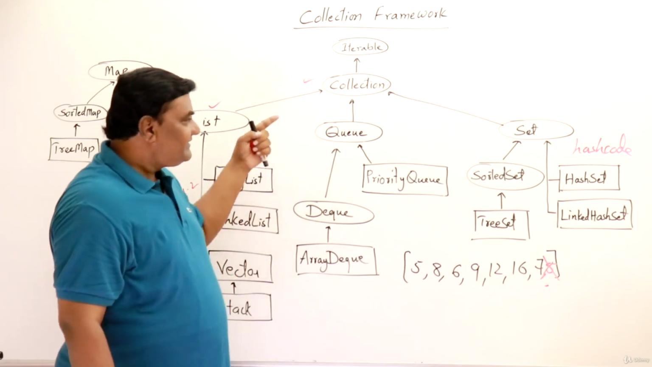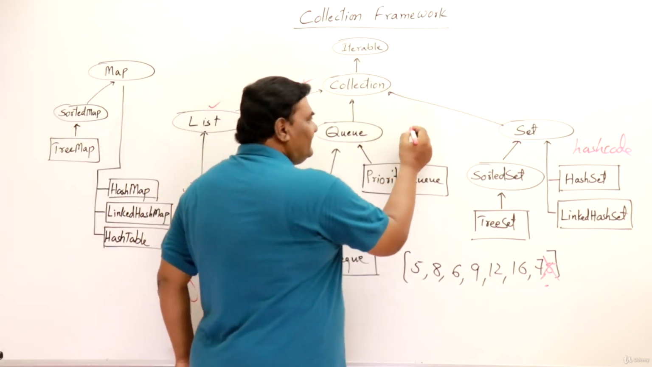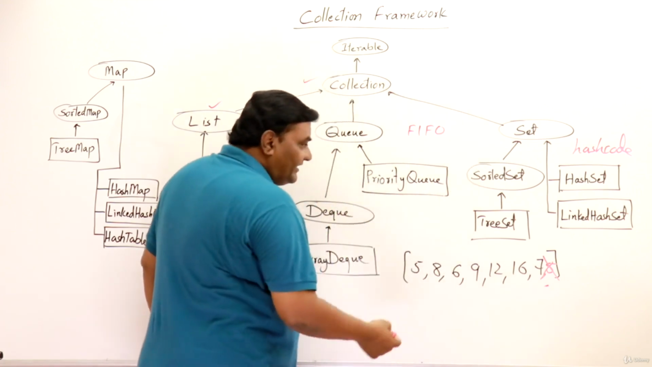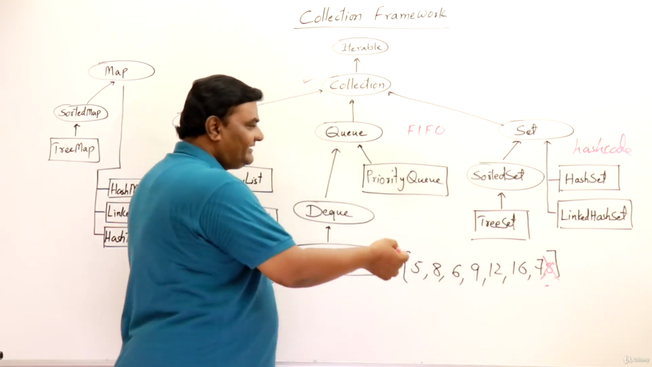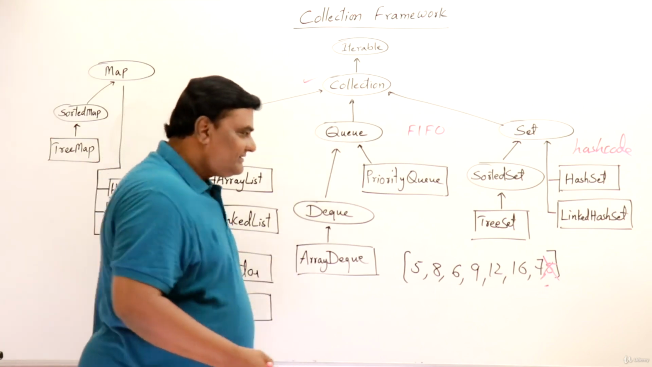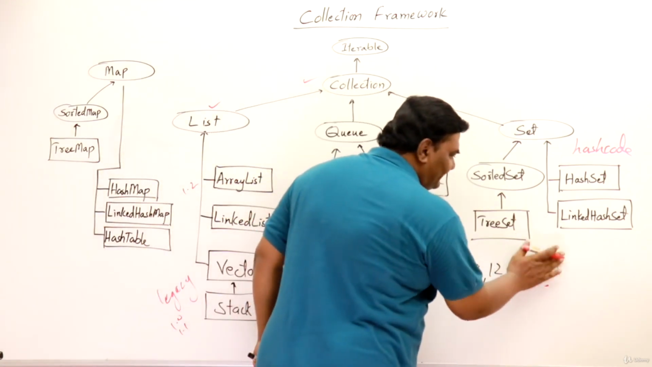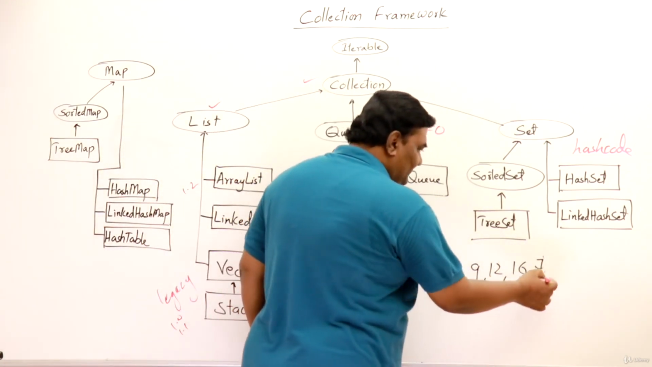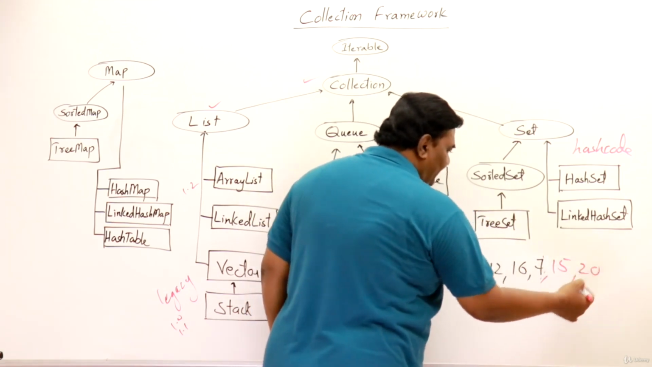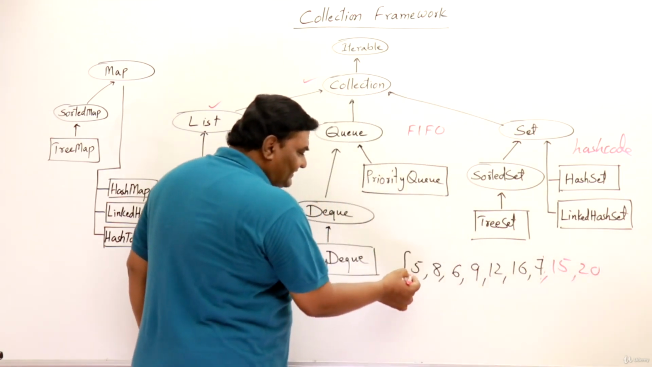Now the next interface is queue. Queue works on the discipline FIFO, first in, first out. It means we can insert elements in a collection from one end and delete from another end. Suppose insertion is done on this side. If I have to add one more element, 15 or 20, I'll be adding it here. If I am deleting, I'll delete it from here.